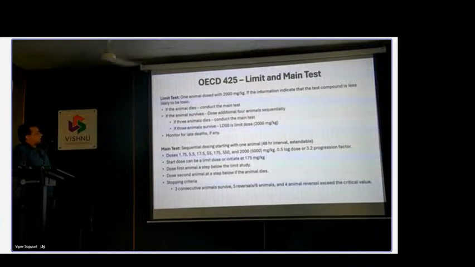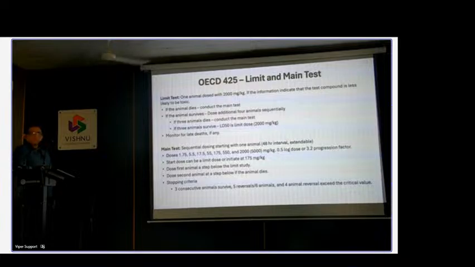If the animal survives, you would conduct another 4 animals. If you end up with 3 or more deaths, you will move to the main study. If the survival is seen in 3 animals out of 5, then you can conclude that up to 300 mg is the safe dose to proceed. In the main test, there are some reference doses you can use. As I said, in all the 3 guidelines, you can go up to 500 mg per kg.